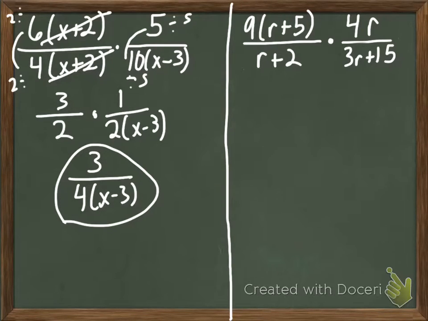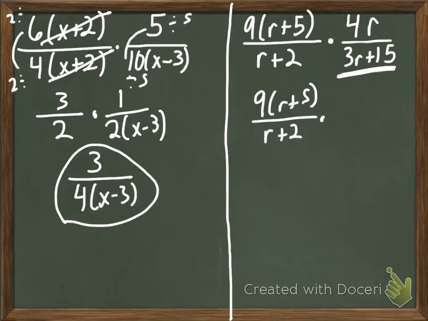Over here on the right, we have 9 times r plus 5 over r plus 2 times 4r divided by 3r plus 15. Well, if we look here, you notice something hopefully about this 3r plus 15. We can factor something out of that. We can simplify that. So let's factor out a 3 there and rewrite it and then take a look. So we're going to 9r plus 5 over r plus 2 times 4r. We factor out that 3, we see we get another r plus 5.